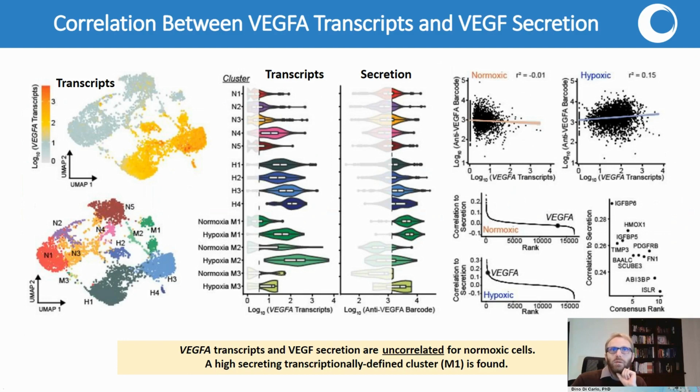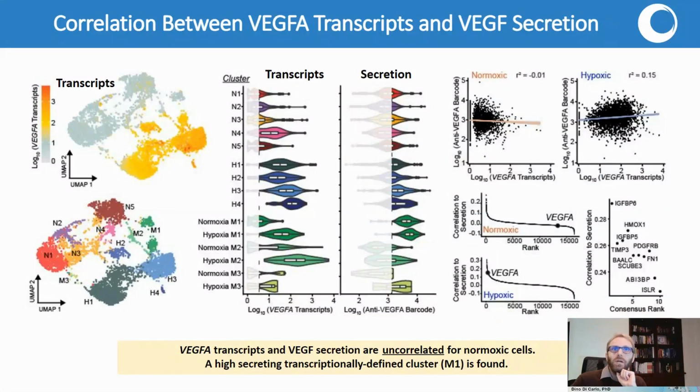So we started to explore this a bit further. First, I want you to look at the transcripts here. This is the log of the VEGF transcript levels. There are definitely higher transcripts induced with hypoxia. Now, if you overlay that with secretion, they do not overlay, right? So higher transcripts does not mean higher secretion of VEGF in this case.